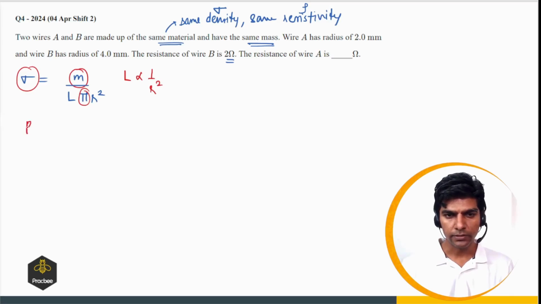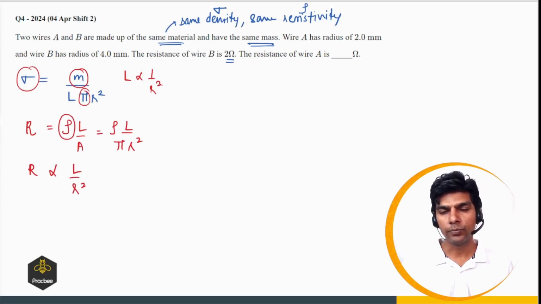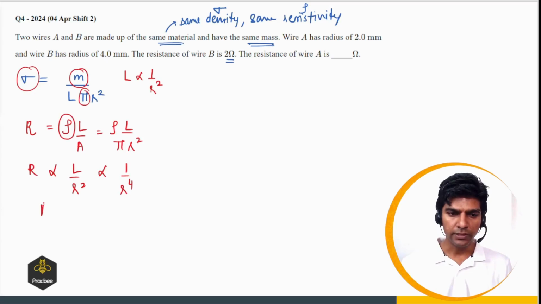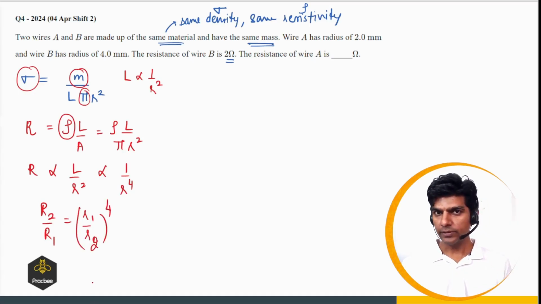Resistance will be rho L by A, and resistivity is the same for both wires, and area is pi r square, so this will be rho L upon pi r square. So we can say resistance will be proportional to L upon r square, and L is proportional to 1 by r square, so resistance is proportional to 1 upon r raised to power 4. Now we have the relation between resistance and the radius of the cross section. So we can say R2 by R1 will be equal to (r1 by r2) raised to power 4. Now let us substitute the values.